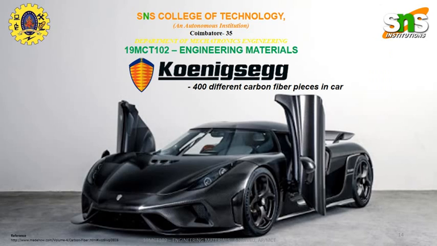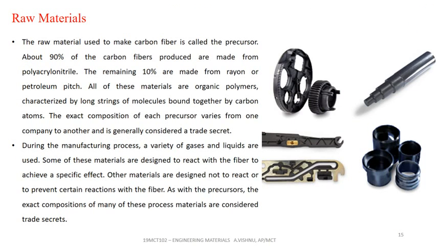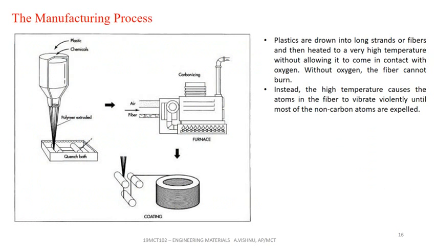And here I have shown a car, a Koenigsegg, which has 400 different carbon fiber pieces to make this car very lightweight with higher strength and to achieve a great speed of 434 miles per hour. Its raw material is 90% polyacrylonitrile and 10% rayon or petroleum pitch. The manufacturing process, like it can be wound or molded or wrapped or drawn into wires to form great structures and complex material shapes.